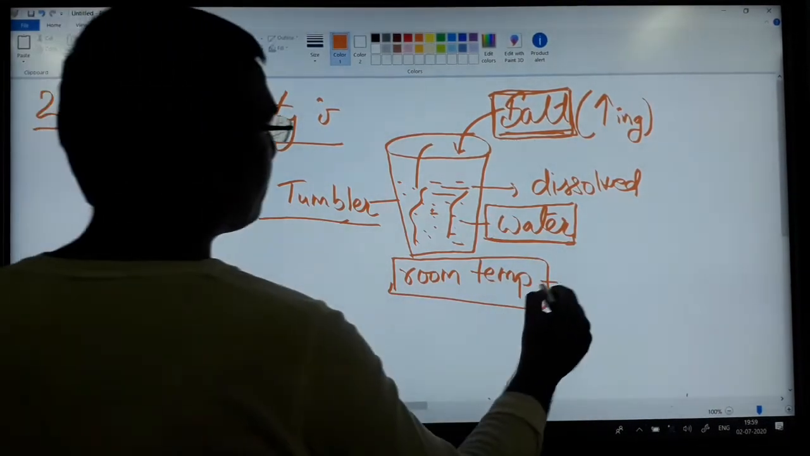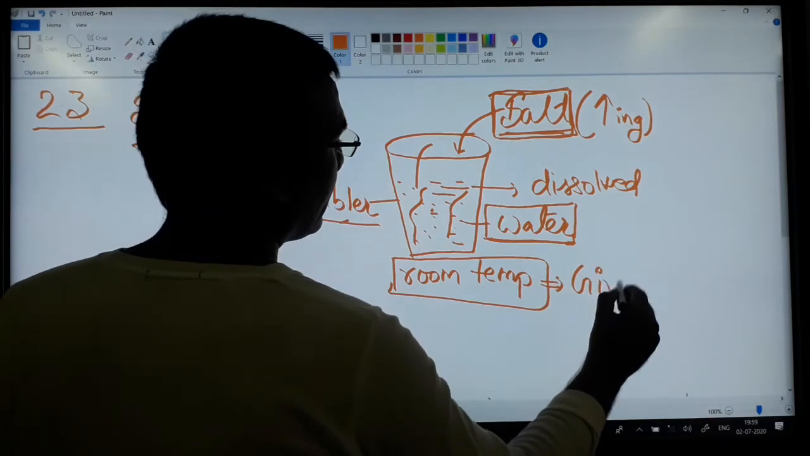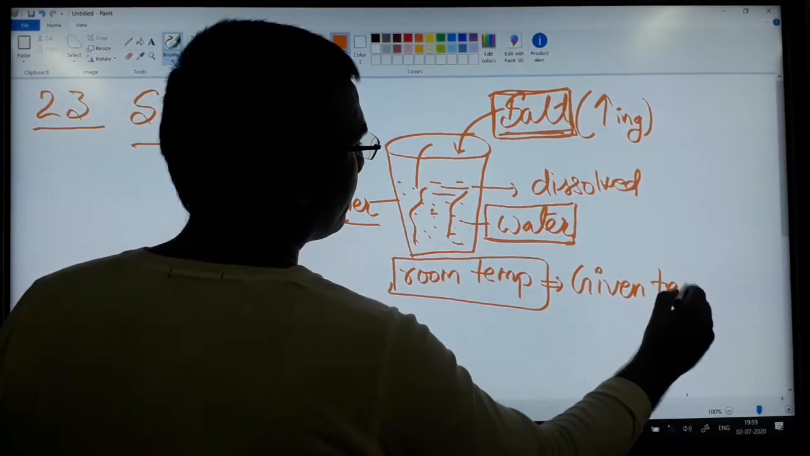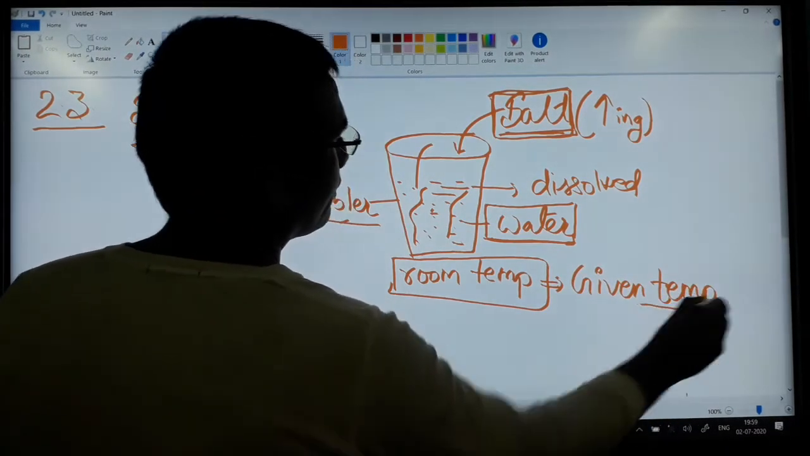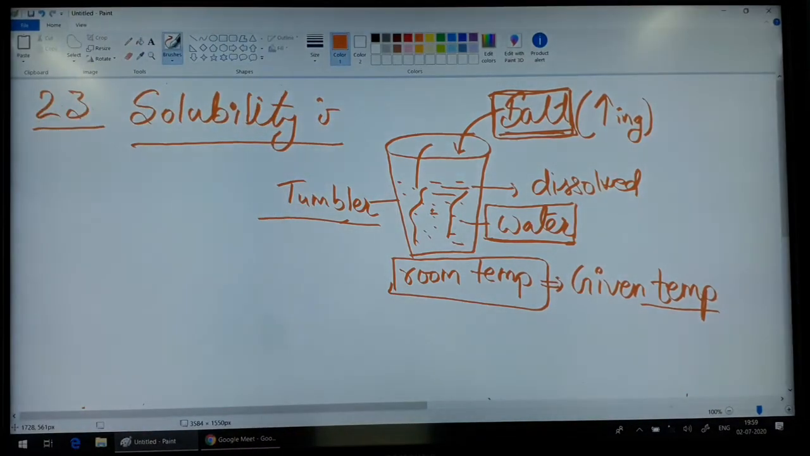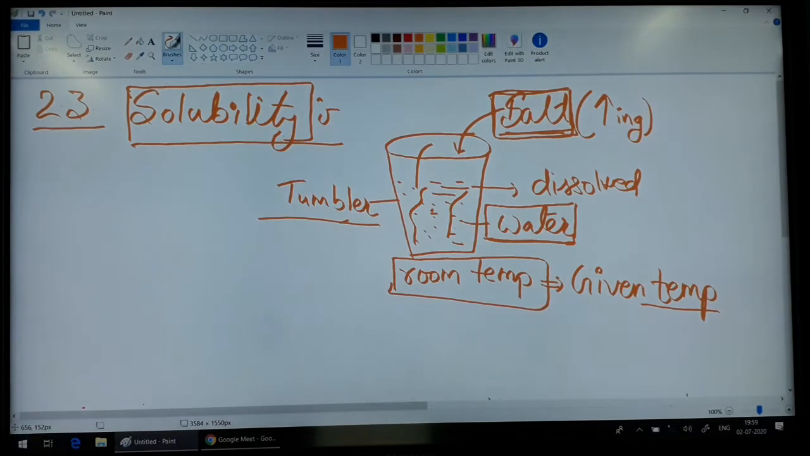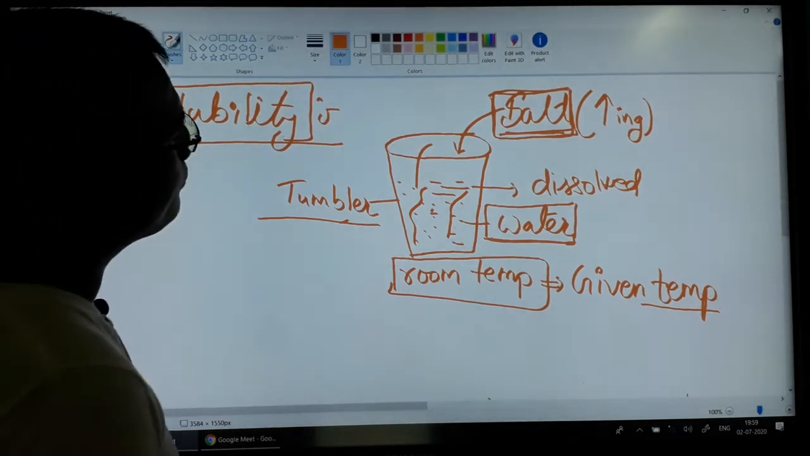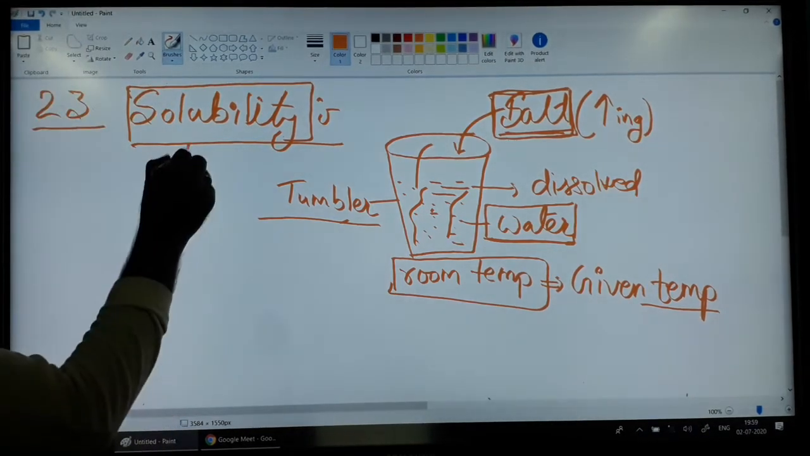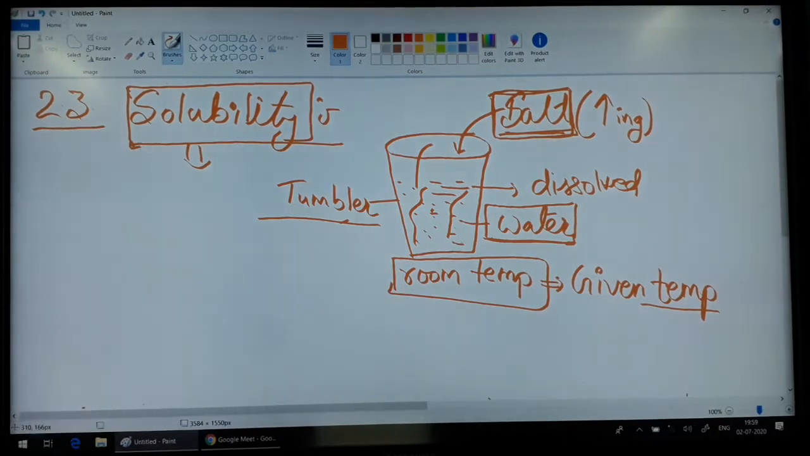at a given temperature. At a given temperature, that maximum amount of solute is called solubility. How it is useful for us, we will be discussing further.